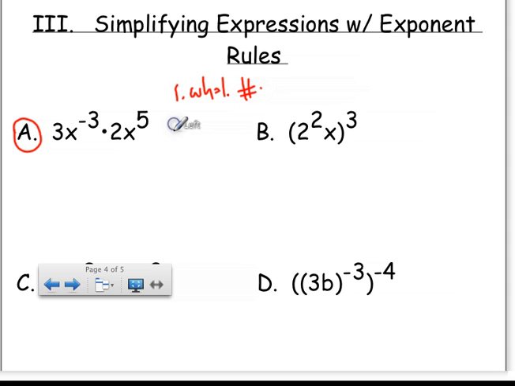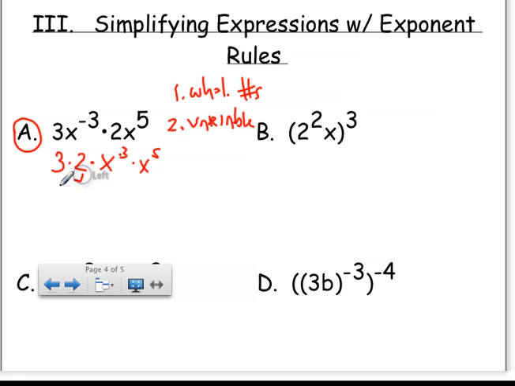And second step will be to simplify any variable expressions. So if I'm looking at 3x to the negative third times 2x to the fifth, the first thing I'll do is actually just reorder it. This is really 3 times 2 times x to the negative third times x to the fifth. I'm reordering it so that I'm grouping them with the same base, so that I have the x's together.